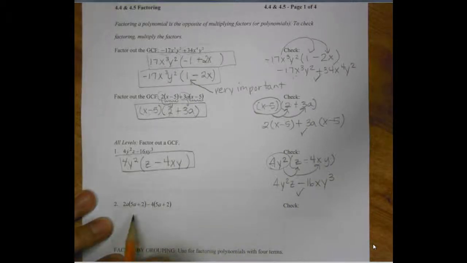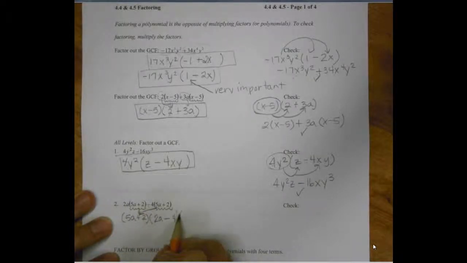The last problem of the greatest common factors, I have this 5a plus 2 that's in common on both of them. I want to pull that out to the front. And when I pull this out to the front, like that, I have left this 2a, and I have this negative 4. So I have 5a plus 2 times the quantity 2a minus 4.